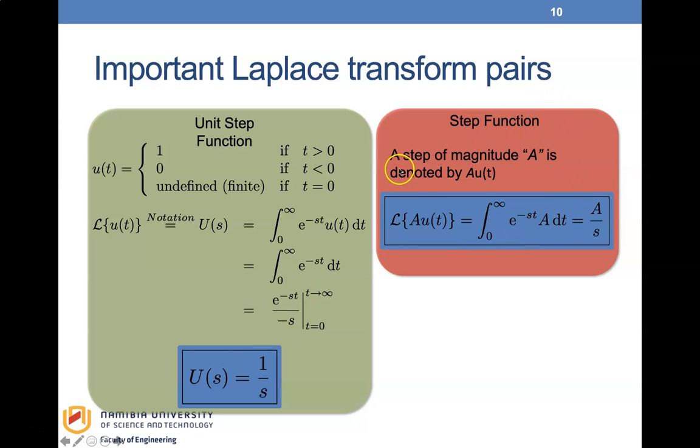Now this is the step function where you have a magnitude a. In this case, we didn't have a magnitude, it's a unit step function. But if you have, let's say, a, which is a constant, multiplied by the unit step, and you put this into this equation and integrate it the way we've done here, you arrive at a over s. So you see, if it's a unit step, it's 1 over s. If it's multiplied by a magnitude a, it is a over s. So if you have, for example, 5u(t), this will be 5 over s.